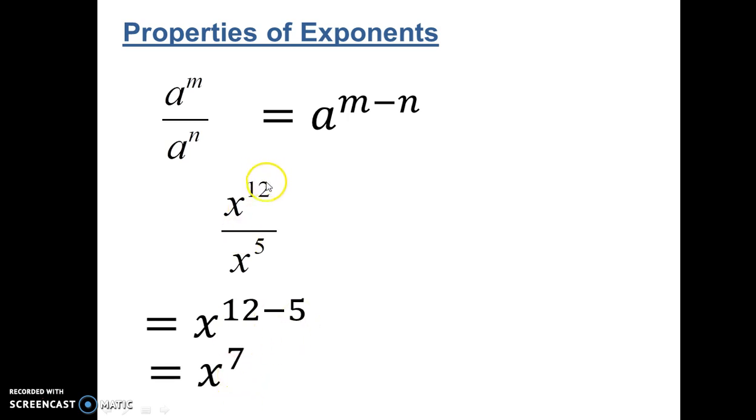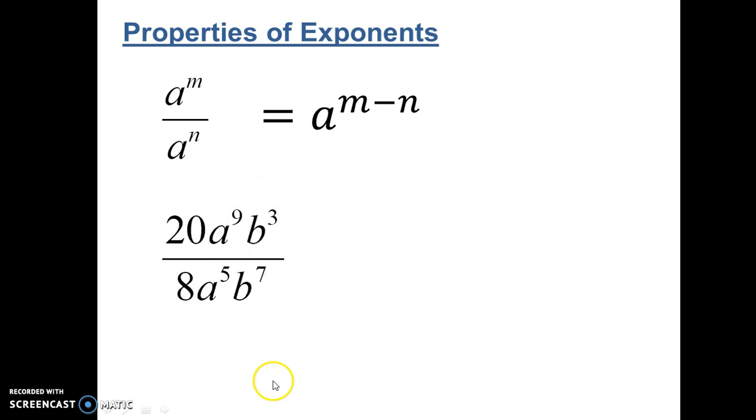Another way to look at this is, where do you have more x's? If you wrote this out in expanded form, it would be 12 x's multiplied. Here would be 5 x's multiplied. On the top, we have 7 extra x's multiplied. So that's why we have x to the 7th as our answer there.